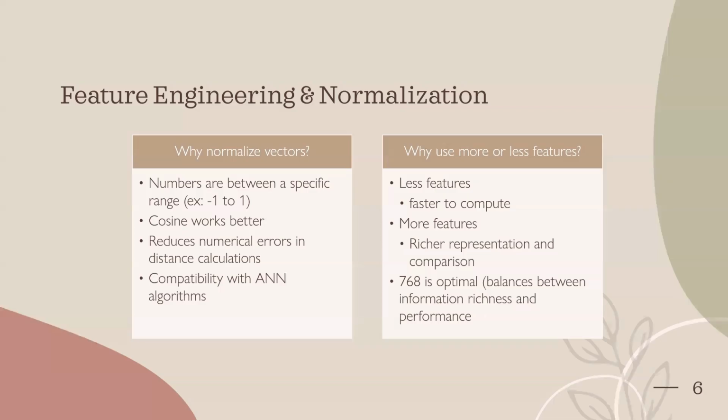be a number of features in the middle, for example, 768 features. However, this could be tested to find an even more optimal number. And having a number of features that is sort of in the middle provides a balance between providing information that is more rich and accurate and overall query performance.